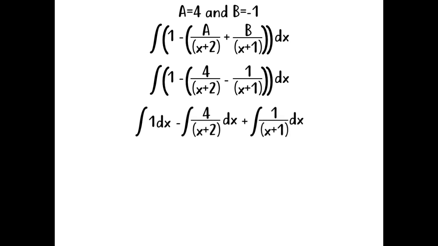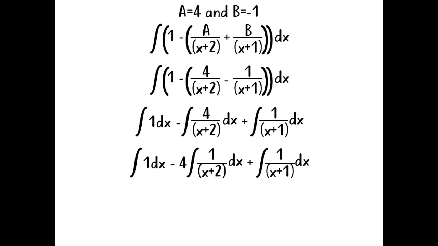So we're going to get the integral of 1 dx minus the integral of 4 over x plus 2 dx plus the integral of 1 over x plus 1 dx. Notice I had distributed the negative from earlier, so we can draw out the coefficients at this point, so we're going to get the integral of 1 dx minus 4 times the integral of 1 over x plus 2 dx plus the integral of 1 over x plus 1 dx.